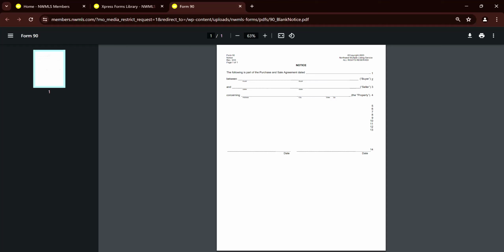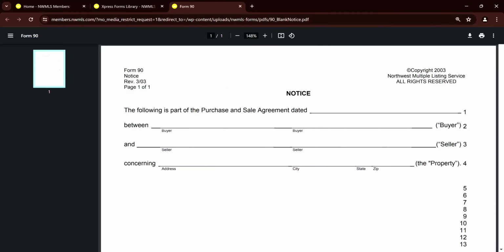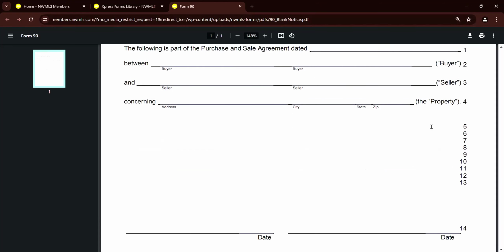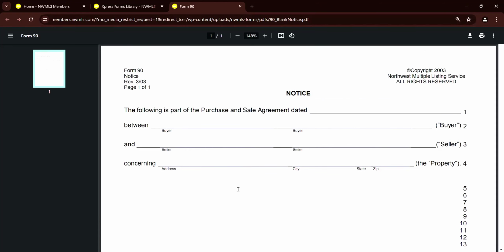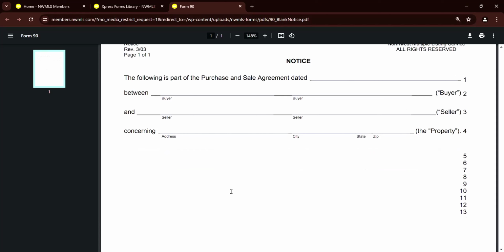So literally, if you're giving notice of approval of something, that, hey, this is the notice of an approval, or maybe it's a notice of a disapproval. Most of the time, disapprovals have their own form. Like I said, you will rarely use this, but it can be done.